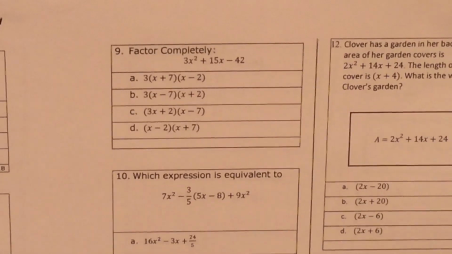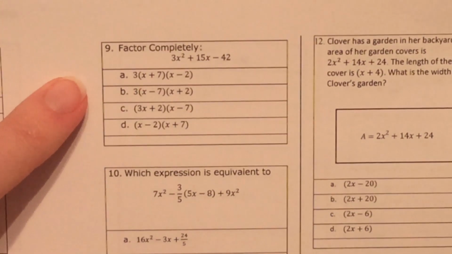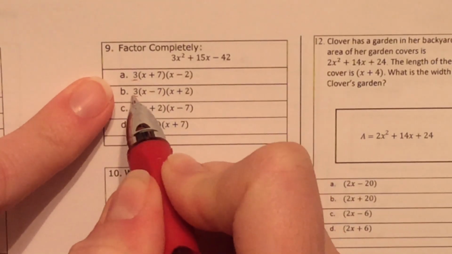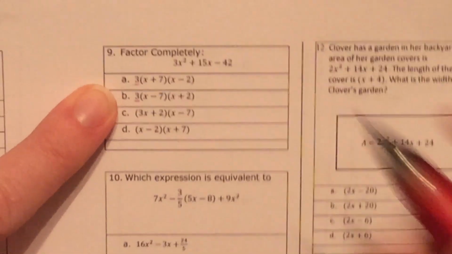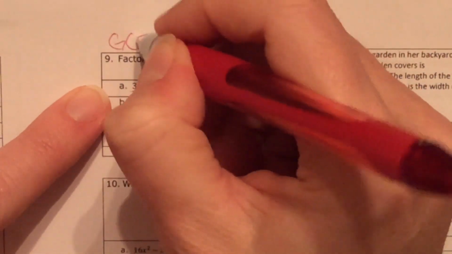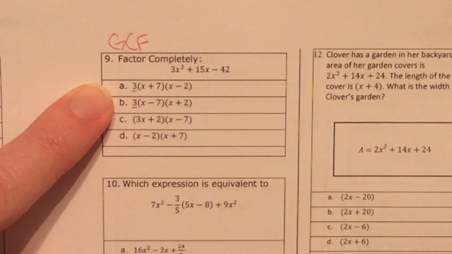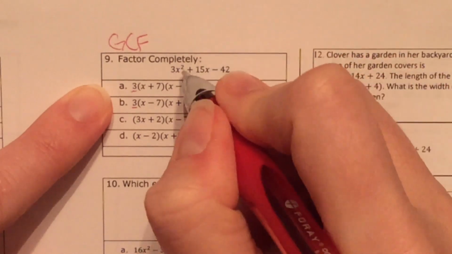Factor completely. Factor completely is the snowflake. So we want to break this down, but if you'll notice in your answer choices, you have something out front. So that one means that you might have an extra step that we usually don't do. We have GCF. Can we pull something out of each piece? So can we pull a 3 out? Can we divide by 3?